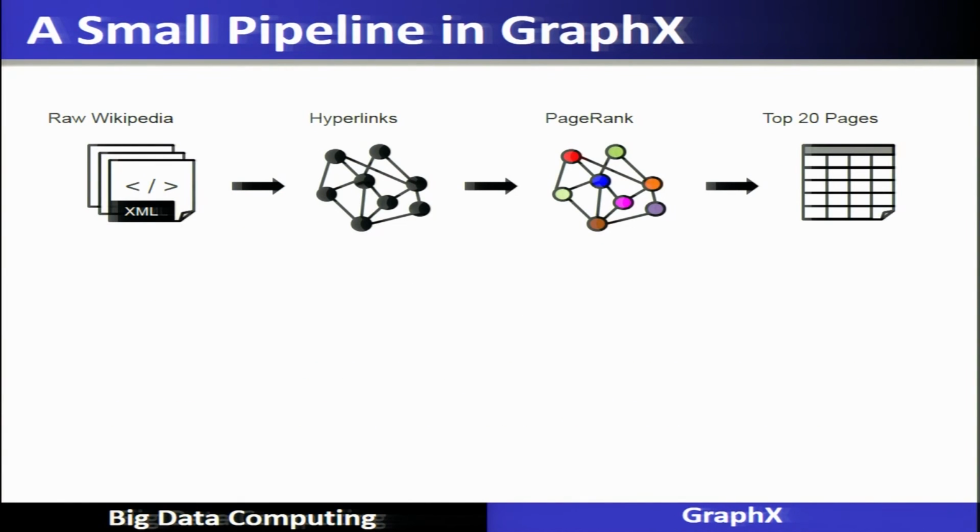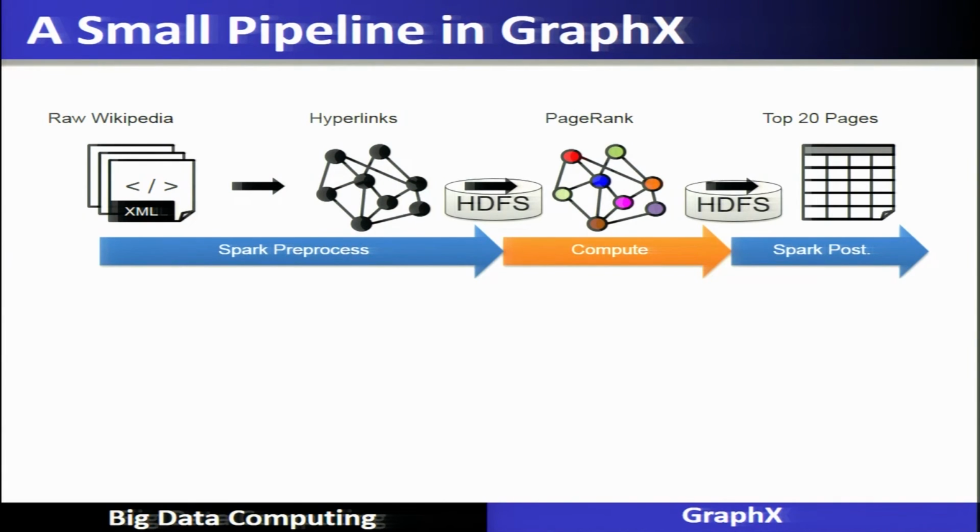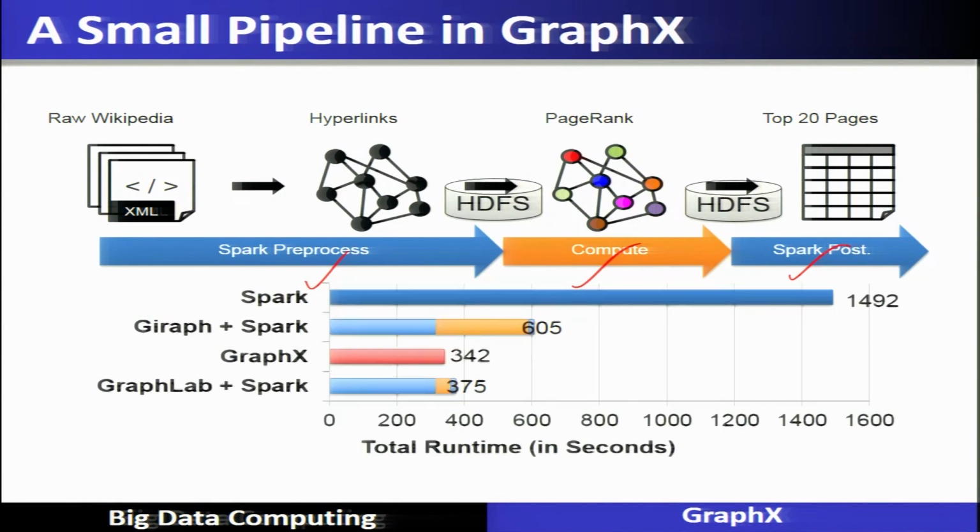Let us come back and see that we can also build a small pipeline in GraphX, and this pipeline can be optimized so that it gets better performance. The pipeline starts with the Spark processing framework, and Spark preprocessing takes the raw Wikipedia data and converts it into a hyperlink graph, uses the graph processing to compute the PageRank, and then performs Spark processing to capture the top 20 pages.